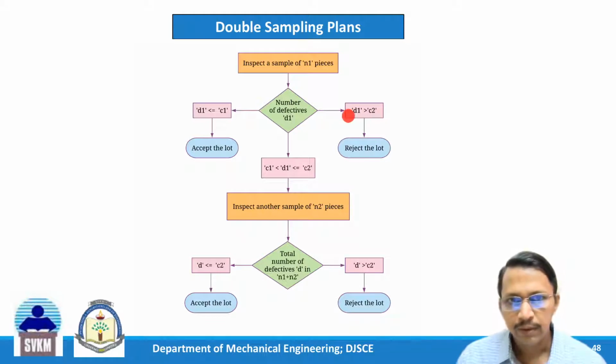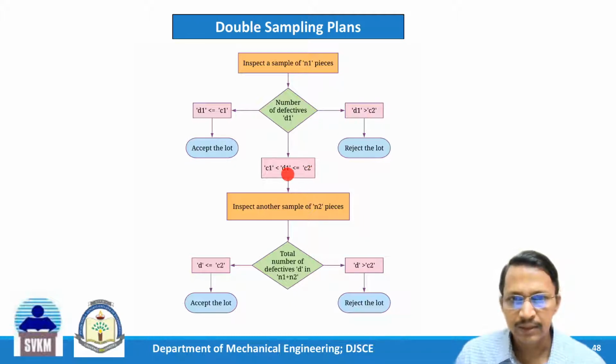If D1 is greater than C2, now C2 is the acceptance number for the second sample, so if D1 is greater than C2, in that case, reject the lot. But what if D1 is in between C1 and C2? Then you follow this track. That is, the number of defectives is greater than the acceptance number for the first sample, but it is less than the acceptance number for the second sample.